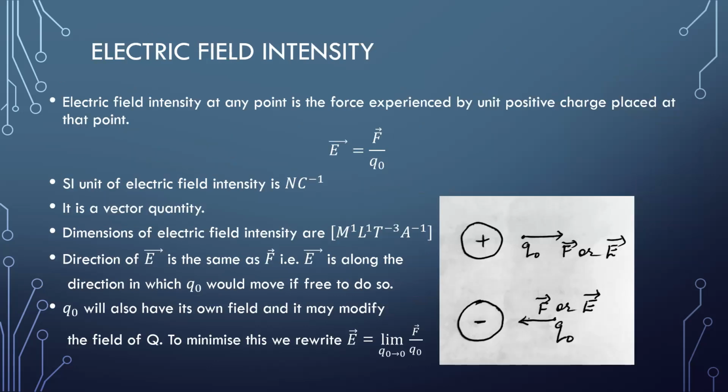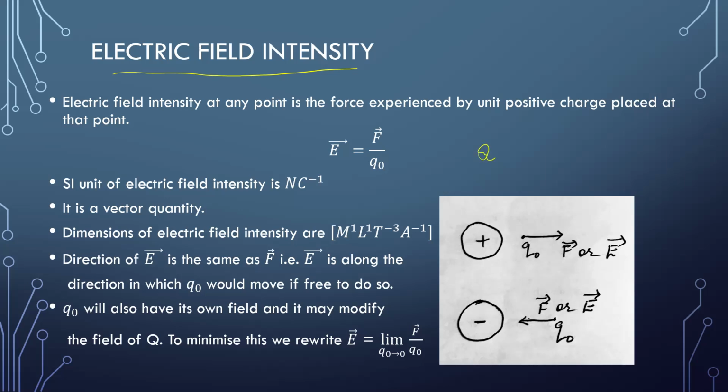Then the next thing is, how do we measure electric field intensity at a particular point? When I say electric field intensity, what I am talking about is the strength of the electric field at a particular point. That is what I am trying to understand. So, what is the strength of the field at a particular point?